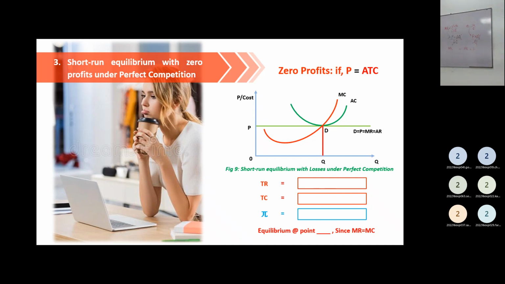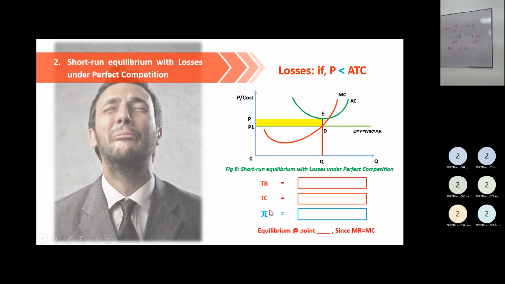And I forgot to mention in here, in the loss case you are making losses, so your loss is equal to PE D P1. Please write it within brackets, because here it's profits, and you are earning losses. Better you write those within brackets.